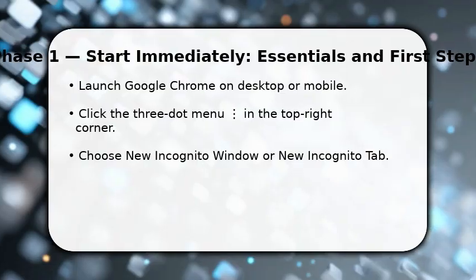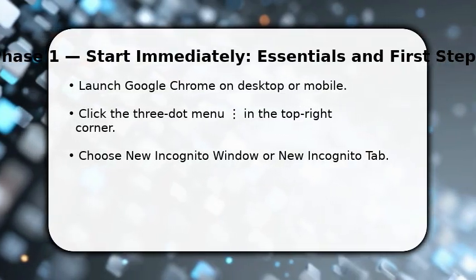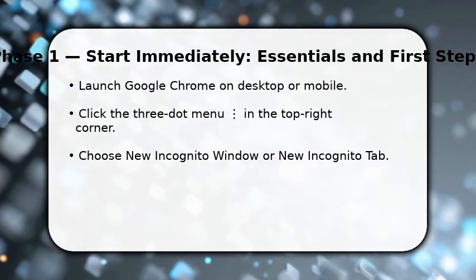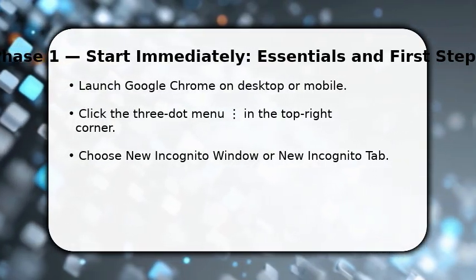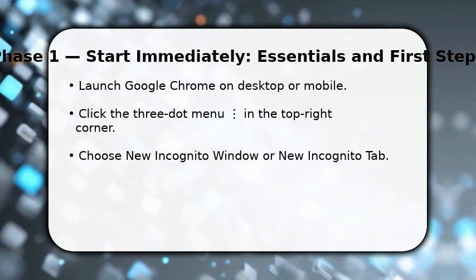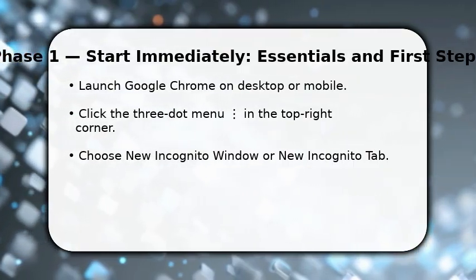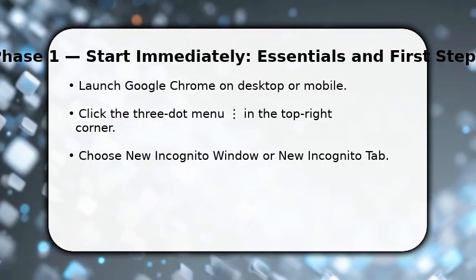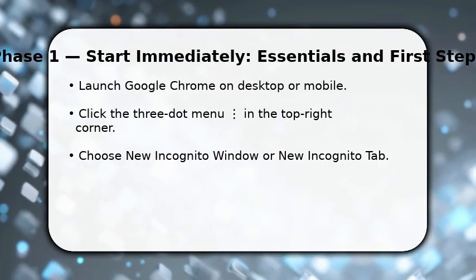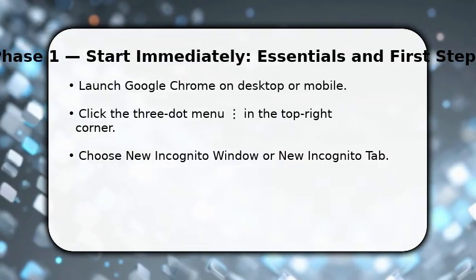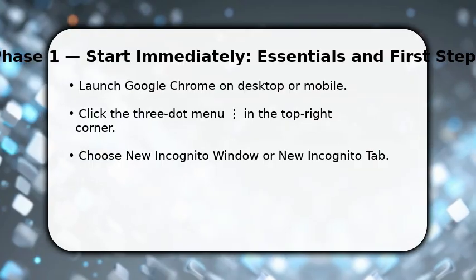Enjoy the video. You start by opening Google Chrome. This is where Incognito mode lives. Once Chrome is open, move to the top right and click the three-dot menu. This reveals options. You choose New Incognito window on desktop or New Incognito tab on mobile, because that creates a private browsing session separate from your normal profile.